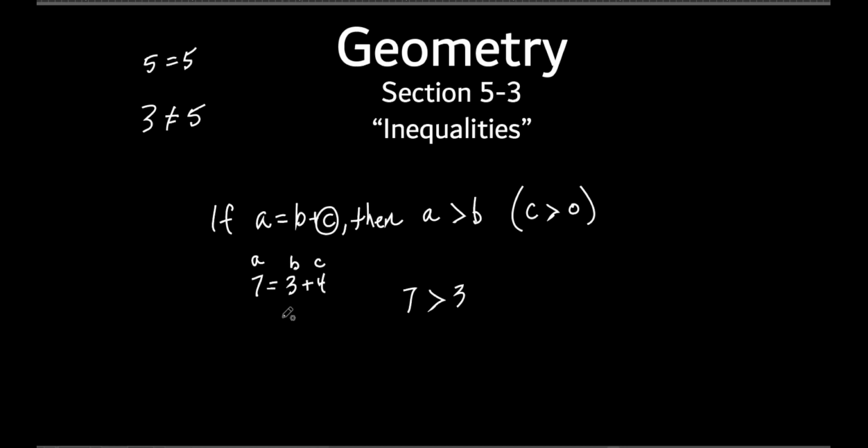You can do that with any numbers at all, as long as they fit these circumstances right here, that C has to be a positive number. If you think about it, it just makes sense. These 2 numbers right here are parts that add up to be the big part, right? So they have to be 2 smaller parts. Would you agree?